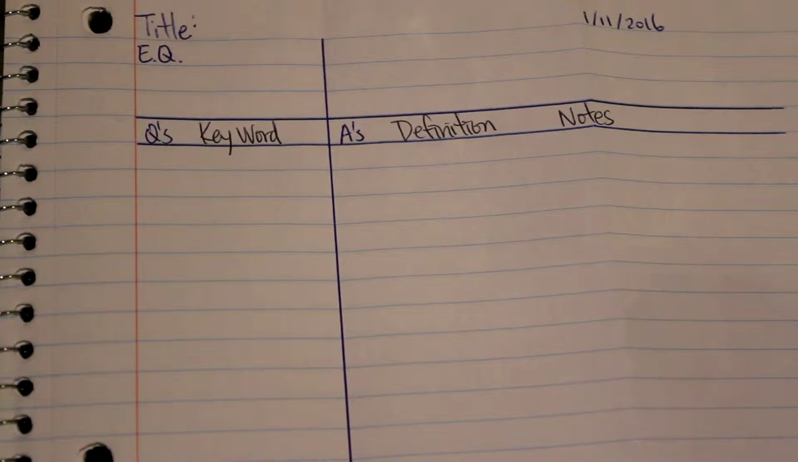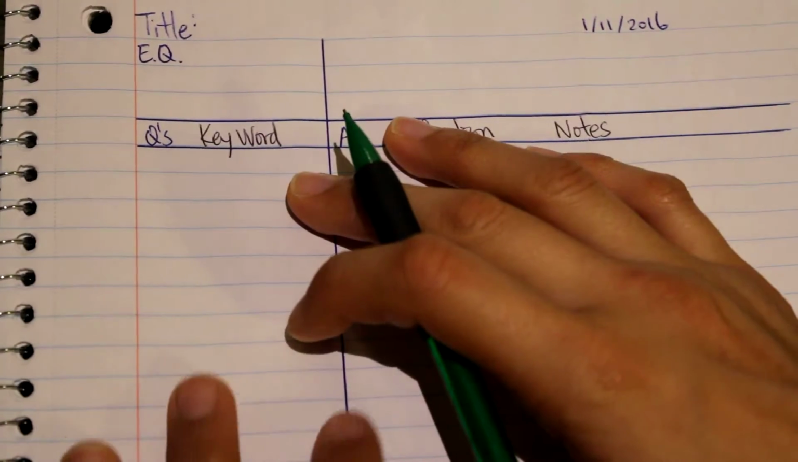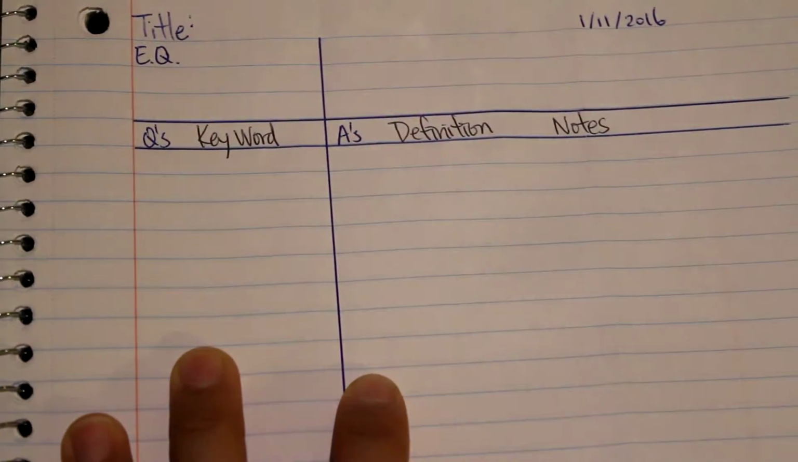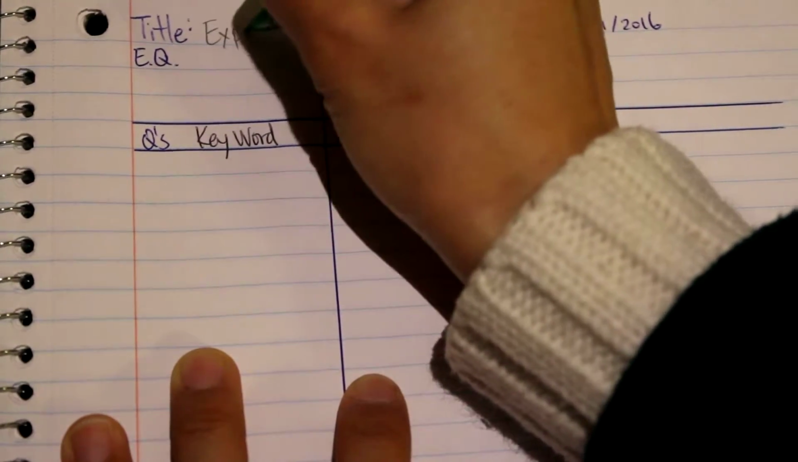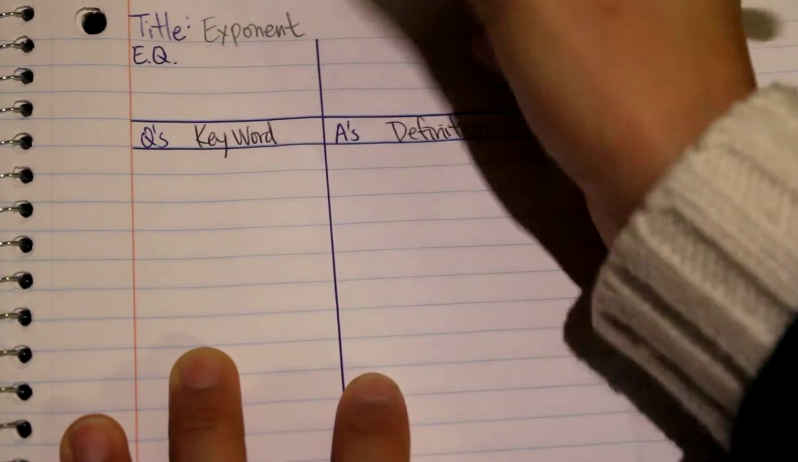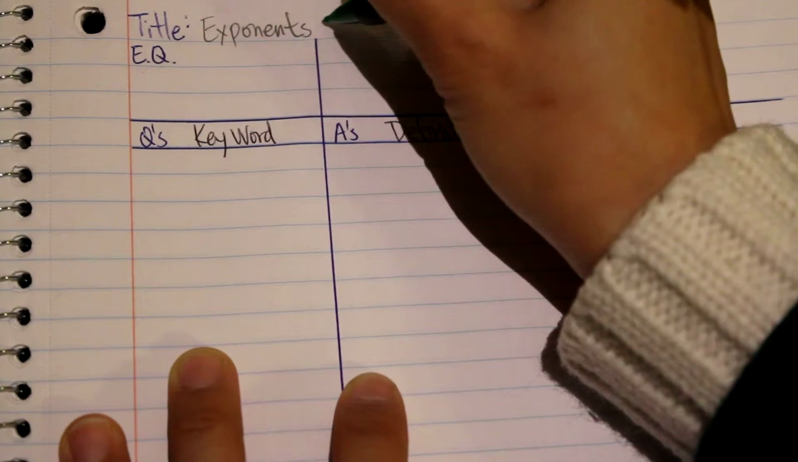Alright, so our first lesson is going to be about exponents, the basic rules of exponents. So you can write in exponents for the title, basic rules.